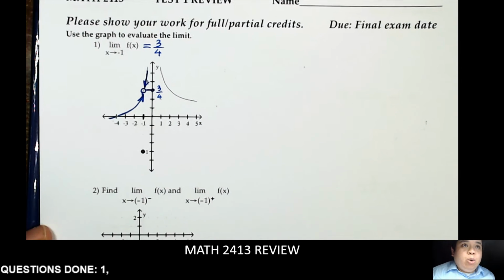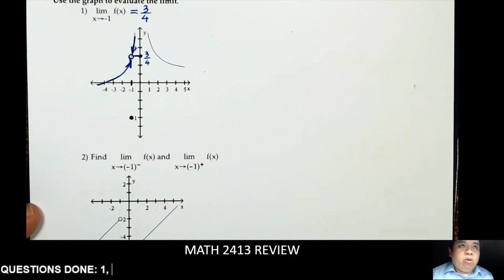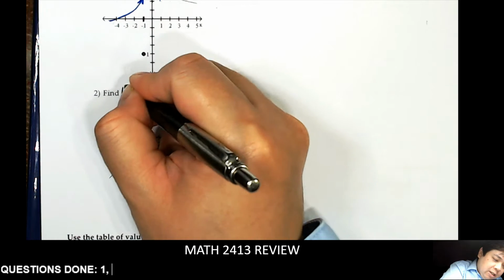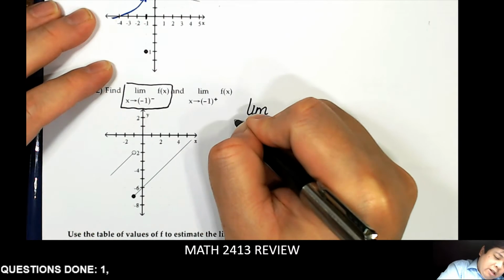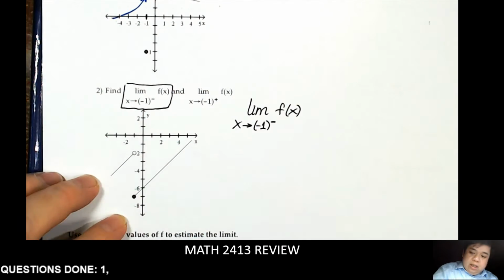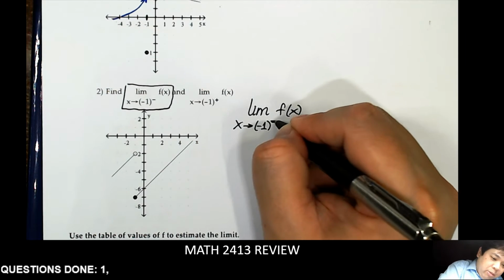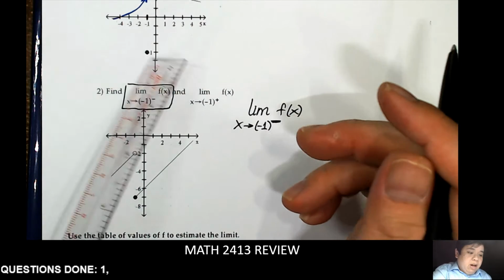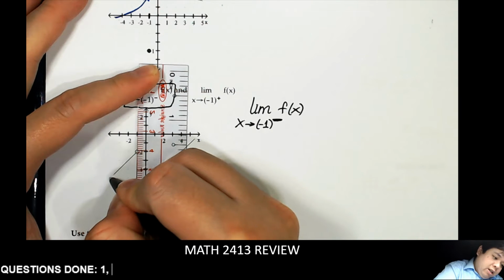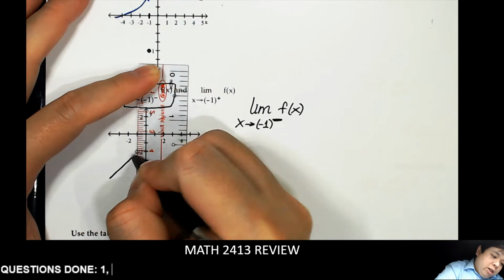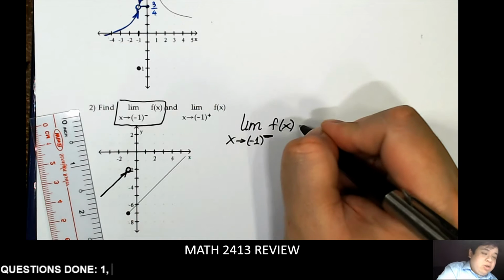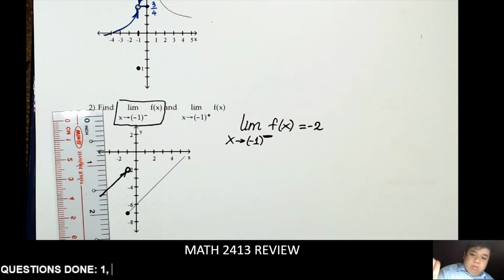Next, we'll find the limit, but on the left side and on the right side. So let's take a look at this. Limit when x goes to -1 from the negative side. The negative superscript means that the function will be from the left of -1. So this is -1, and we go from the left, we trace the function, and on the left we approach this point. The y value of that point is -2.